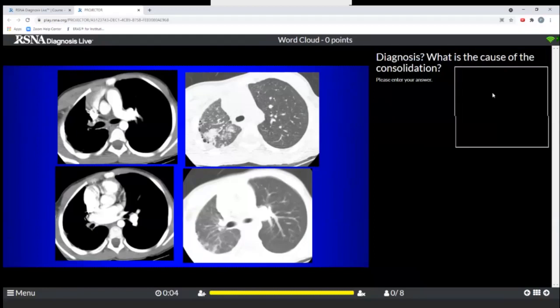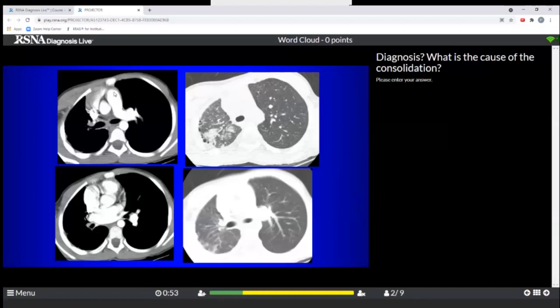I'm asking you two questions here. First, what is your diagnosis based on the appearance of what we see on the CT? And second, what is the cause of this consolidation in the right upper lobe? All right, we'll give you 5 more seconds on this case.